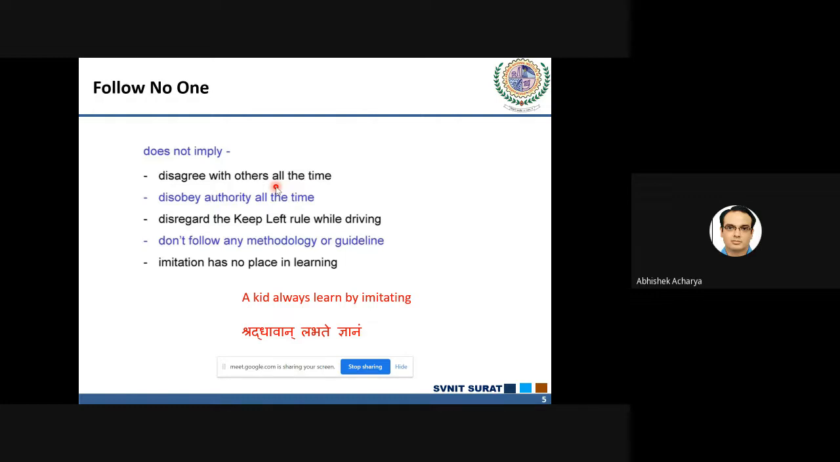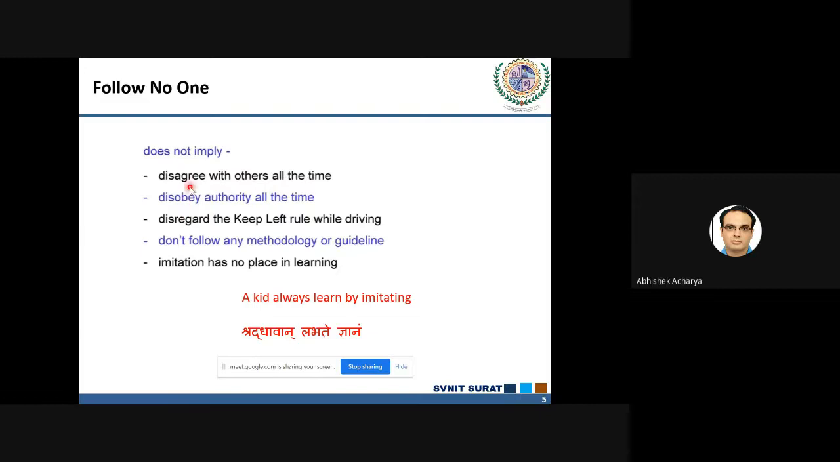Now, there are certain restrictions under which these concepts are applicable or not applicable. It is not that follow no one is always applicable. For example, suppose you are driving a car and you are not following the driving rules. It means that you are not allowed to disobey those rules. So there are certain restrictions when I say follow no one. So what it does not imply.